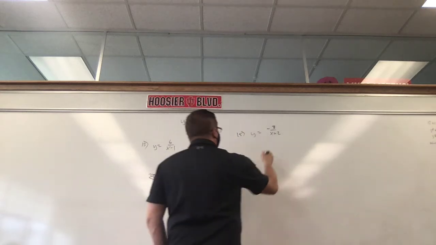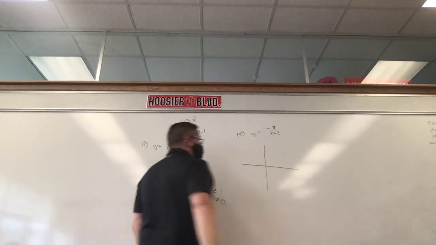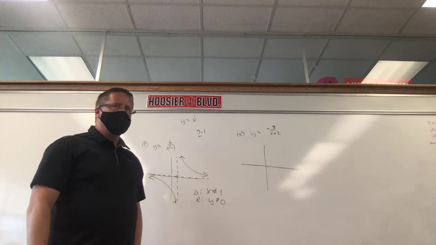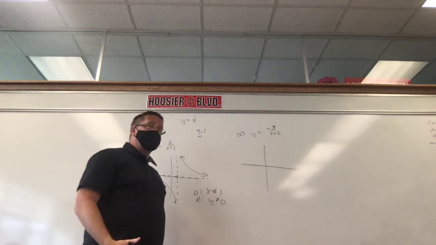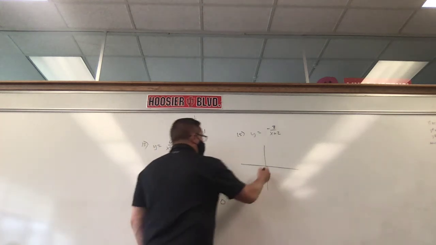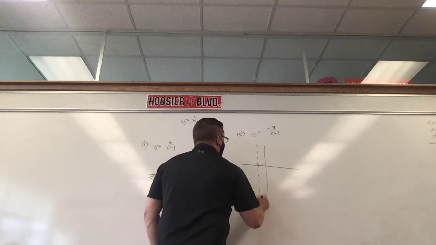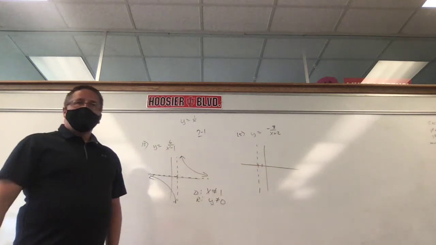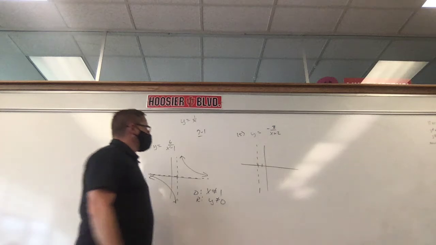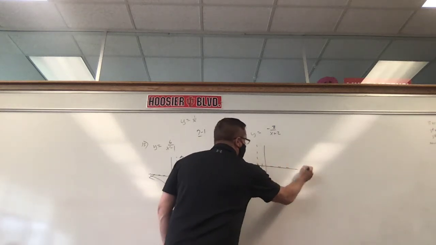Okay. So what's that plus 2 going to do with the x? Left 2, or left and right, which is it? Left. Remember, with the x, it's left and right, opposite of what you think. Left 2, draw your vertical asymptote. Did it slide up or down at all? Nope. So it's going to be right on the x-axis.